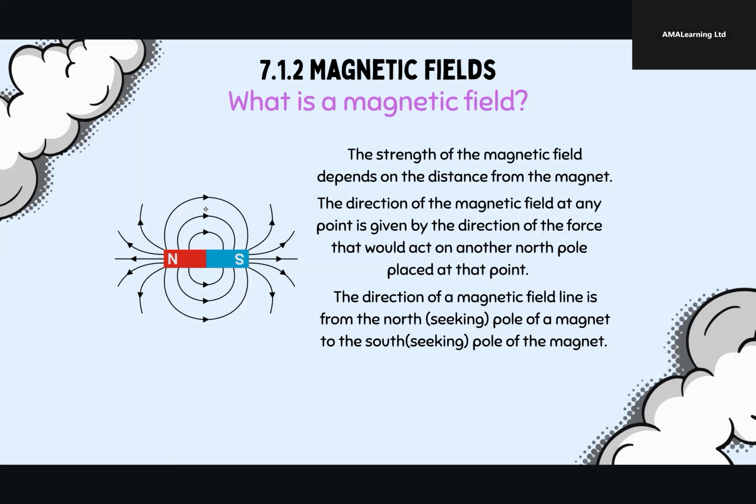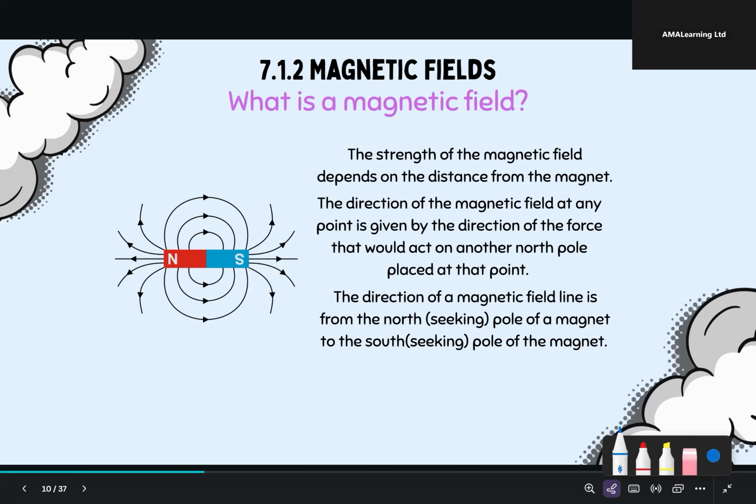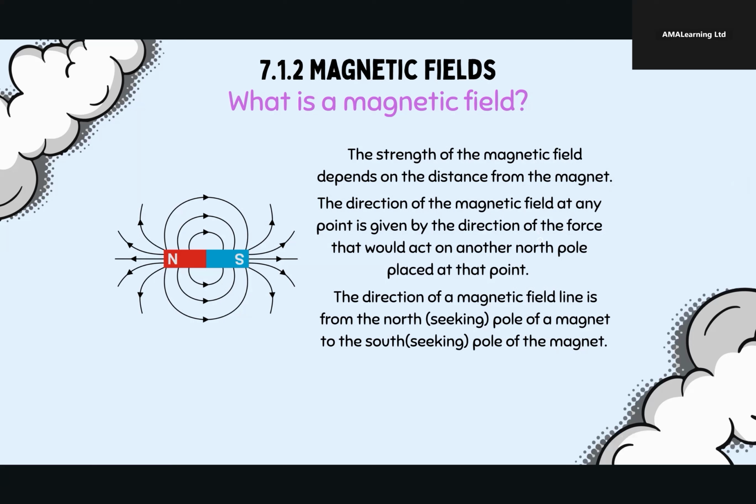So what is a magnetic field? The strength of the magnetic field depends on the distance from the magnet. The direction of the magnetic field at any point is given by the direction of the force that would act on another north pole placed at that point. The direction of the magnetic field line is from the north pole to the south pole of the magnet.